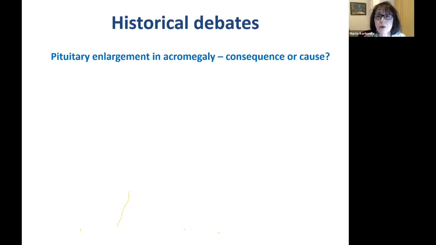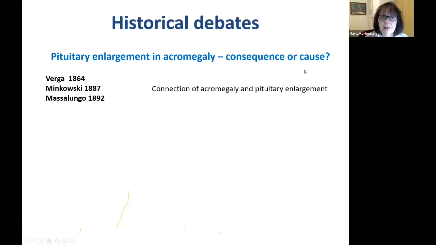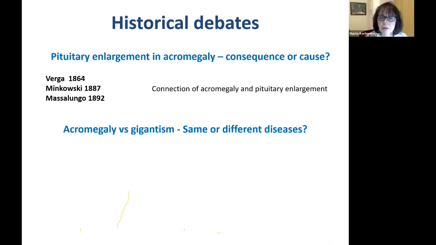So there was quite a bit of debate in the medical literature at the time, because in acromegaly, all the organs are larger. As I said, the hands and the feet, but also the liver, the bowels, lots of internal organs are also bigger. They were not sure whether the enlargement they see in the pituitary gland is the consequence of acromegaly or the cause. And there were a couple of doctors who suggested that the pituitary enlargement is indeed the cause of the disease. And of course, they were right about that.